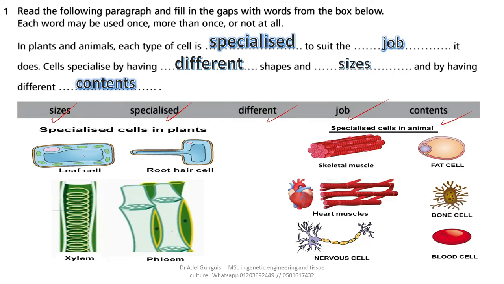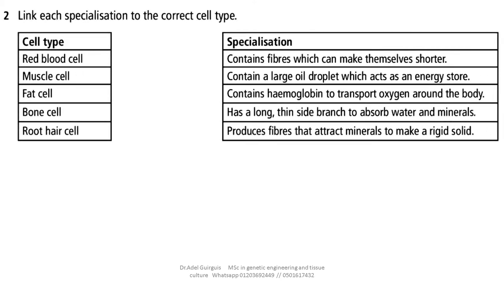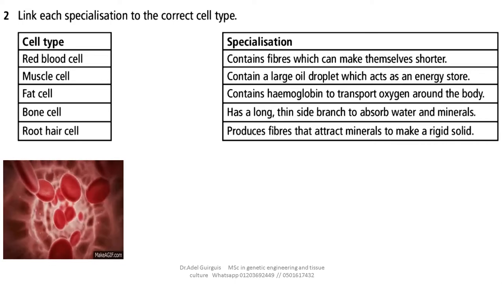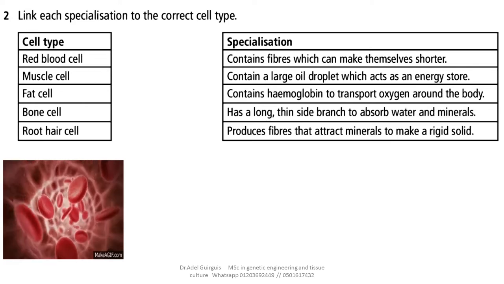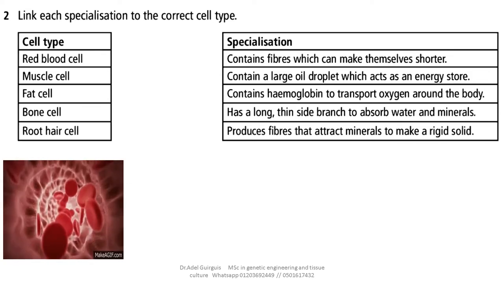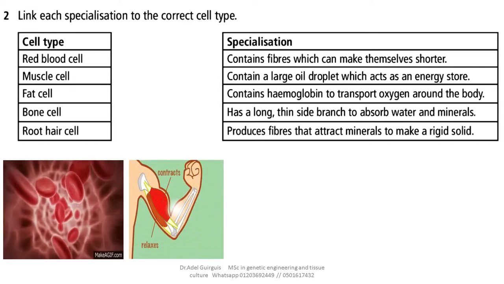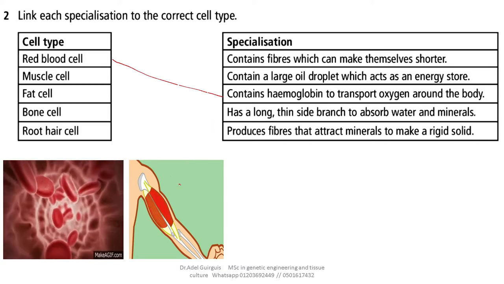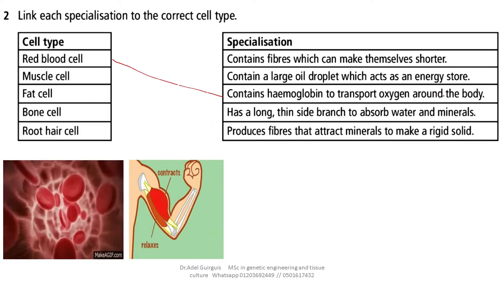Okay? Number two, link each specialization to the correct cell type. There are five types of cells: red blood cell on the left, muscle cell, fat cell, bone cell, root hair cell. Look please, for red blood cell, like this one, each one is a so small cell, the smallest cells in your body, each one filled with hemoglobin. This hemoglobin is used to pick up and carry oxygen from the lungs and transport oxygen around your body. So the answer here: red blood cell contains hemoglobin to transport oxygen around the body.